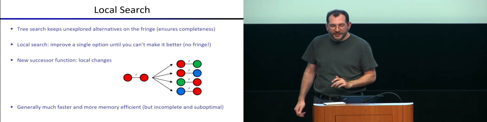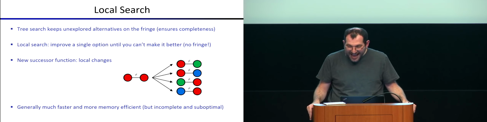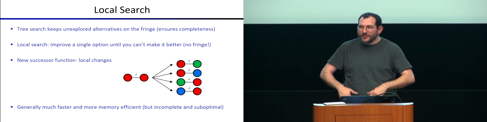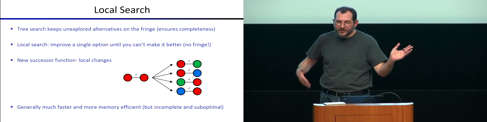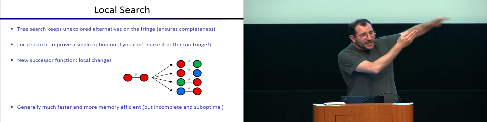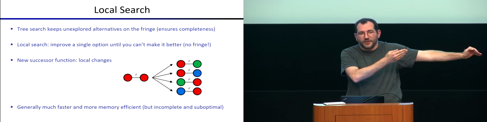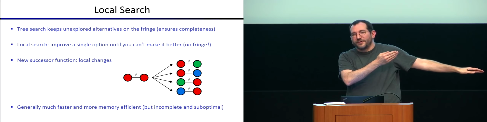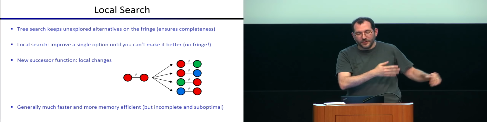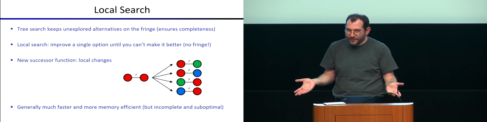More generally, to phrase that, tree search keeps a queue of unexplored alternatives, and that's what ensures completeness. The reason why things like breadth first search and A star and uniform cost and all of that are complete is because if what you're doing now doesn't work out, you've got this possibly exponentially large list of other things you're going to try one by one until finally something works, and in the worst case, you're going to try everything. Okay? So it's going to be complete. These algorithms tend to be complete, but they're going to be pretty slow because you're going to try everything in the worst case.